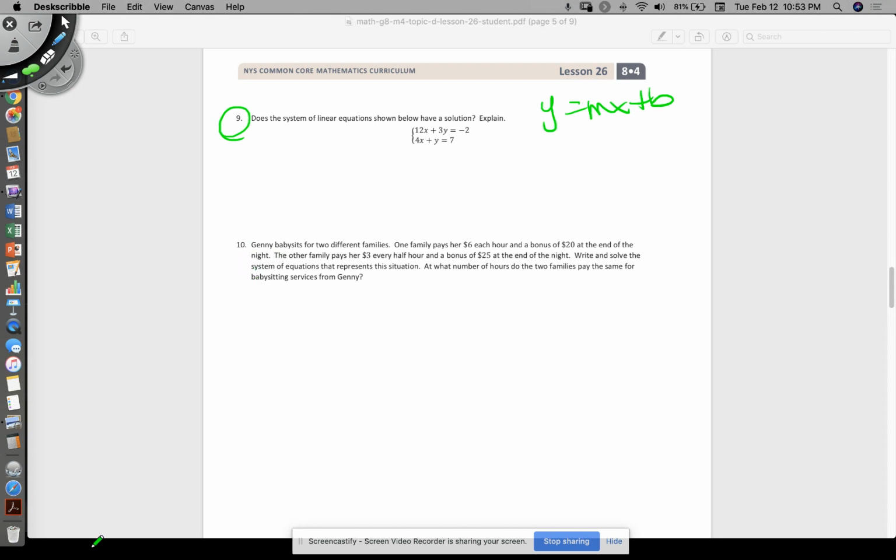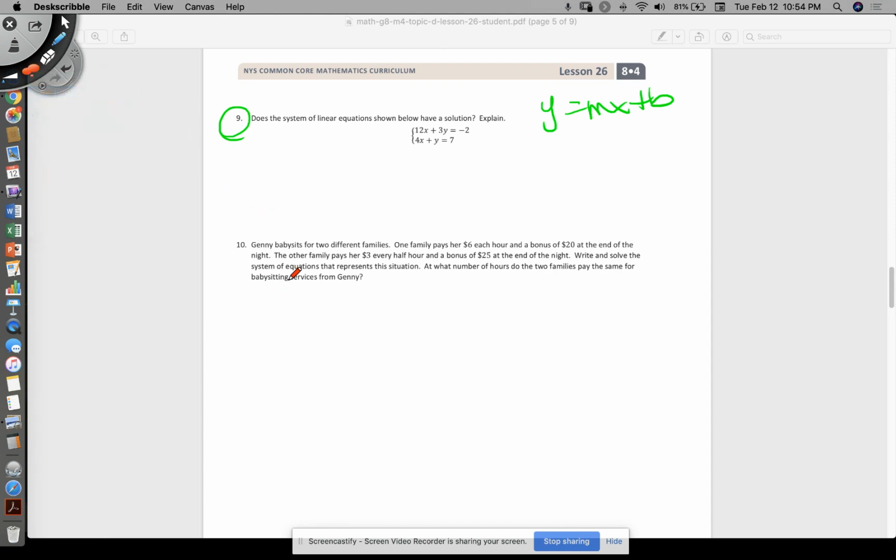So it says Jenny babysits for 2 different families. One family pays her $6 each hour and a bonus of $20 at the end of the night. The other family pays her $3 every half hour and a bonus of $25 at the end of the night. Write and solve the system of equations that represent this situation. At what number of hours do the 2 families pay the same for babysitting? All right, here we go.